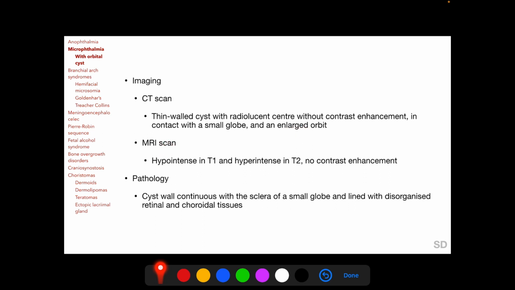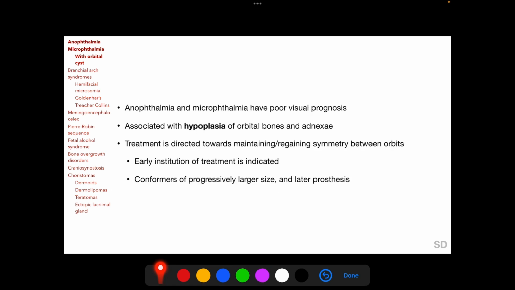MRI scan shows hypointensity in T1 and hyperintensity in T2 of the contents of the cyst, but no contrast enhancement. Histopathological examination shows the cyst wall to be continuous with the sclera of a microphthalmic globe, and the interior of the cyst is lined with disorganized retinal and choroidal tissues. Anophthalmia and microphthalmia have poor visual prognosis and are associated with hypoplasia of the orbital bones and adnexa, because during growth of the child, orbital bones and adnexa grow along with the growth of a normal eyeball.